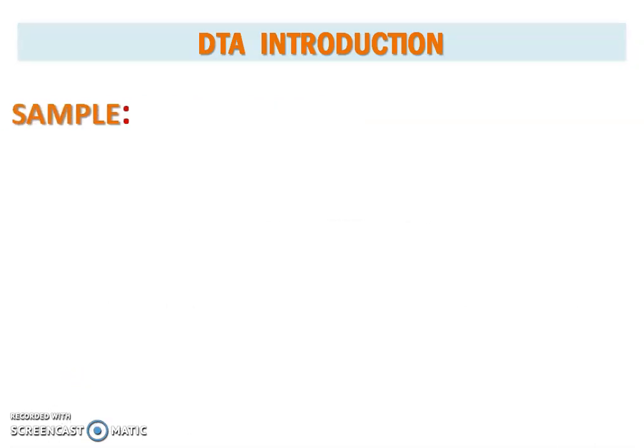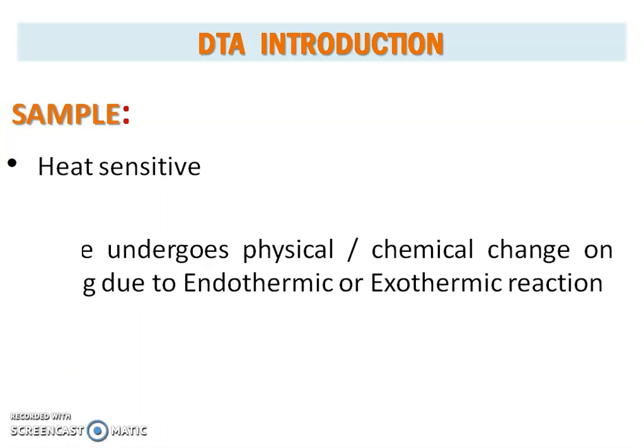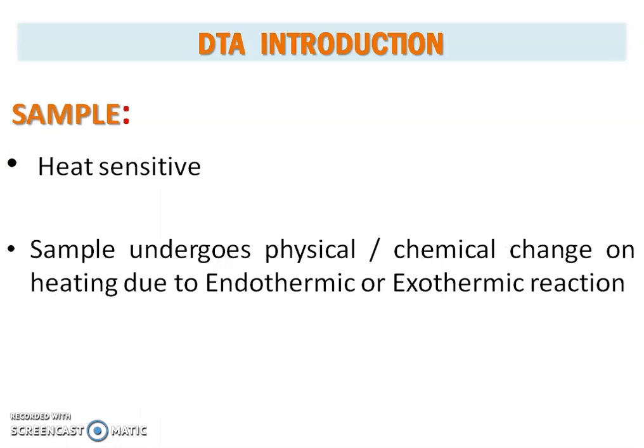Next is the sample. Sample or analyte is a heat-sensitive compound, and so on heating, your sample will undergo either an endothermic reaction or an exothermic reaction, causing a physical or chemical change in the sample. These terms, endothermic and exothermic, are very important to understand the DTA process, so we'll see them in the next slide.